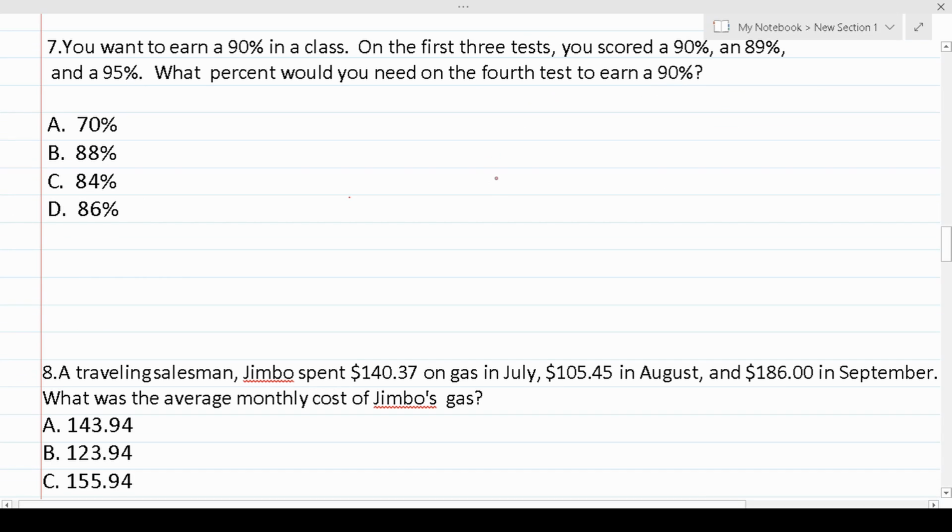All right, number 7 says you want to earn a 90% in a class. On the first 3 tests, you scored a 90%, an 89%, and a 95%. What percent would you need on the 4th test to earn a 90%? In other words, what score do you need on your 4 tests to have a 90% average in the class? So this is a question regarding averages.